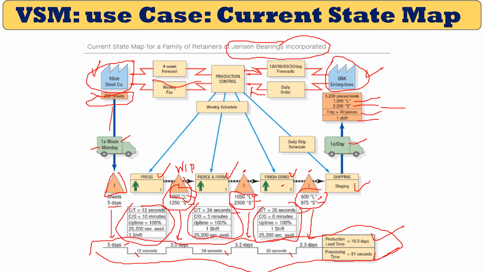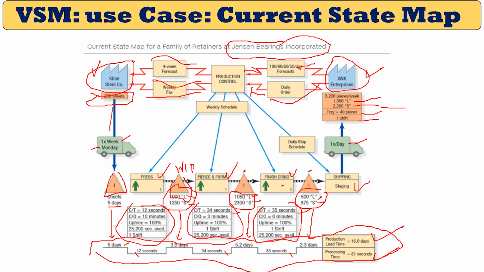So you have the company production control, right? That sends information to the supplier, right? A 4 weeks forecast goes electronically. The weekly details go by fax, and then what they receive from the customer, the daily order, also comes electronically, right? And the forecast that the customer sends to the company also comes electronically. So when you see this, it means that the information flow is electronic.